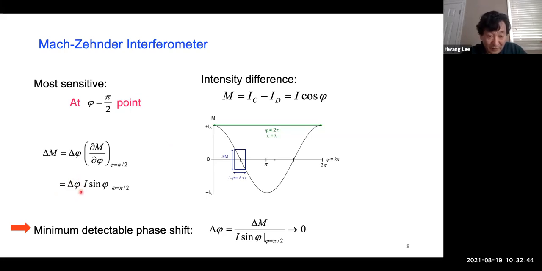Then we could say the minimum detectable phase shift, which is called sensitivity, would be equal to the error in the signal divided by the slope. And if you work at the pi over 2 point, the slope is the intensity. Classically, there's no fundamental limit to making this signal error go to zero. So everything works fine, delta m equals zero, and you could have infinite precision. Delta phi doesn't have any errors. That's the classical limit. Delta phi goes to zero.